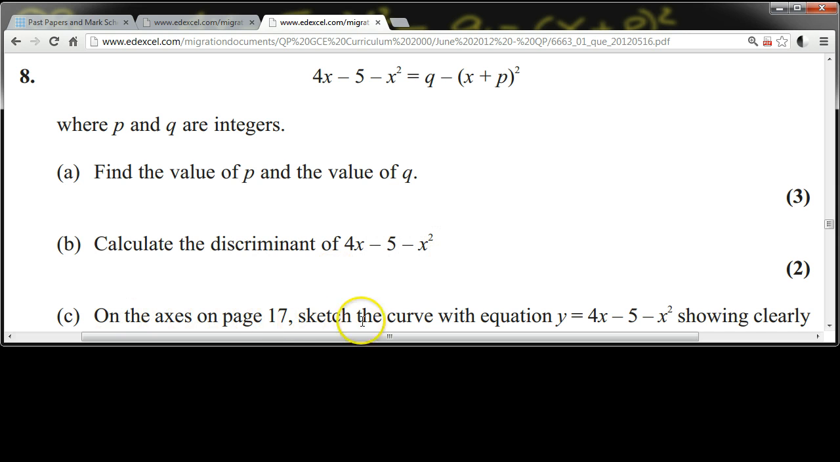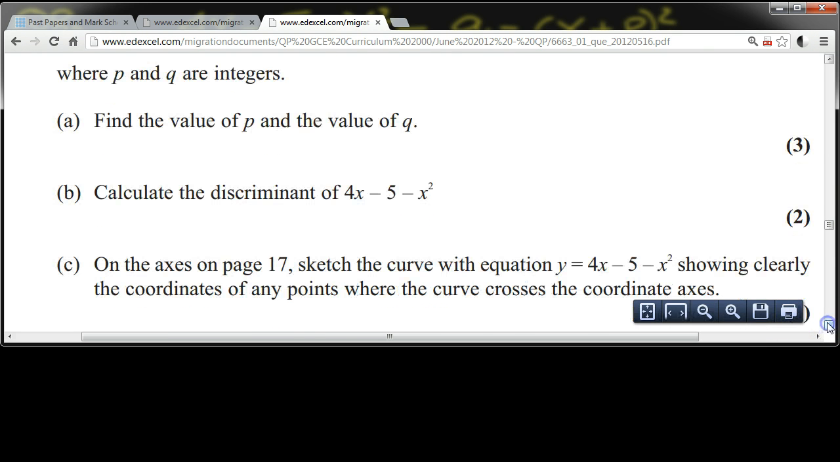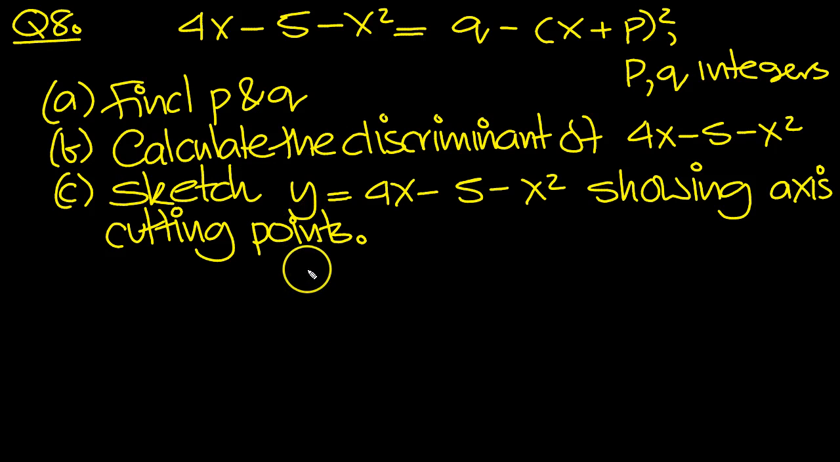On the axes on page 17, sketch the curve with equation y equals 4x minus 5 minus x squared, showing clearly the coordinates of any points where the curve crosses the coordinate axes. So there's the question, and I've summarized it here.